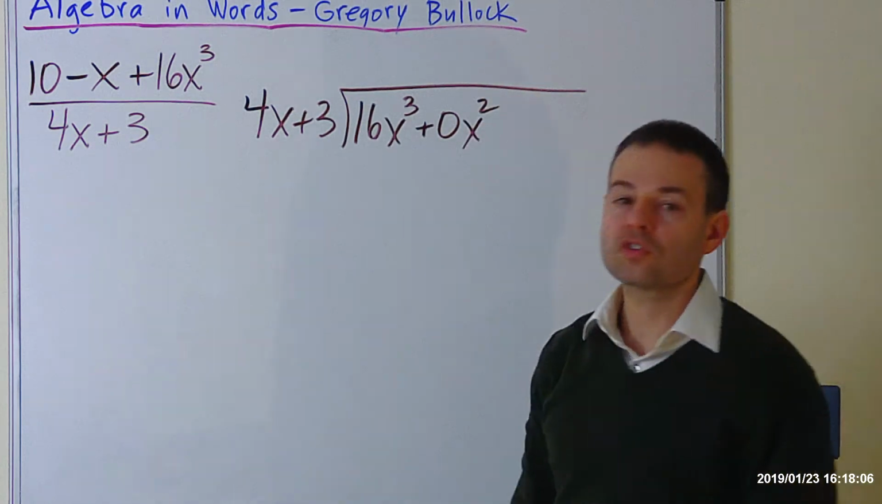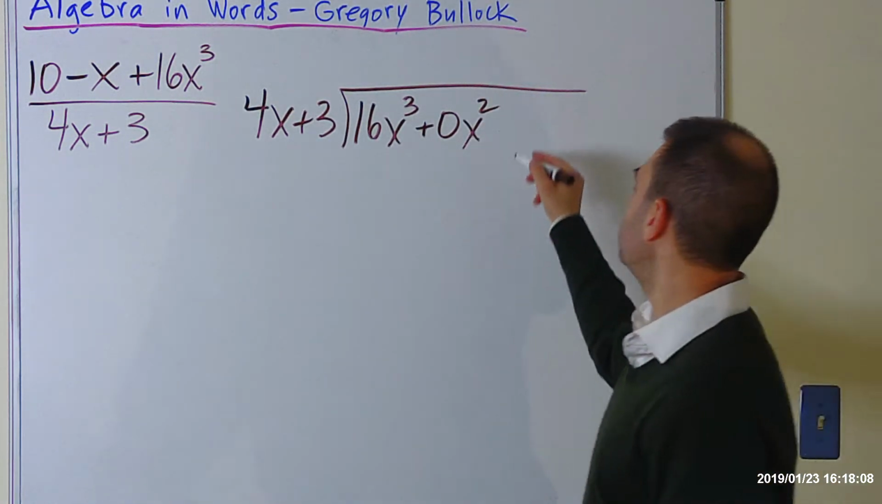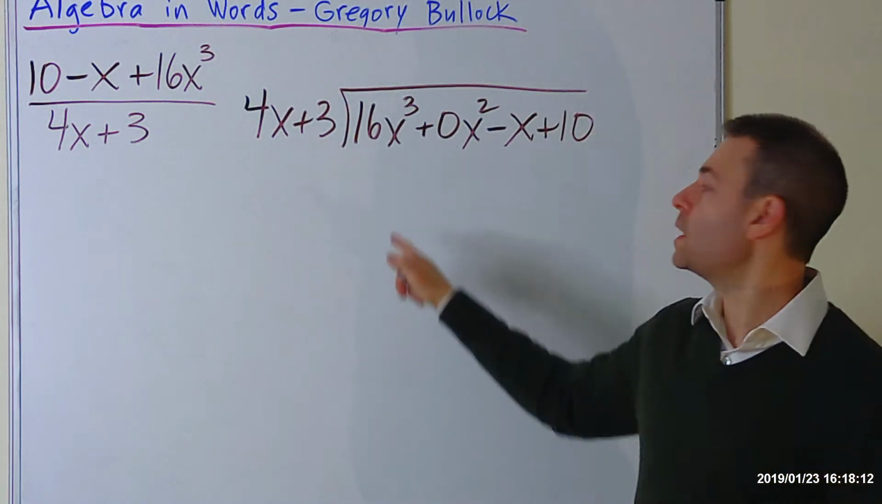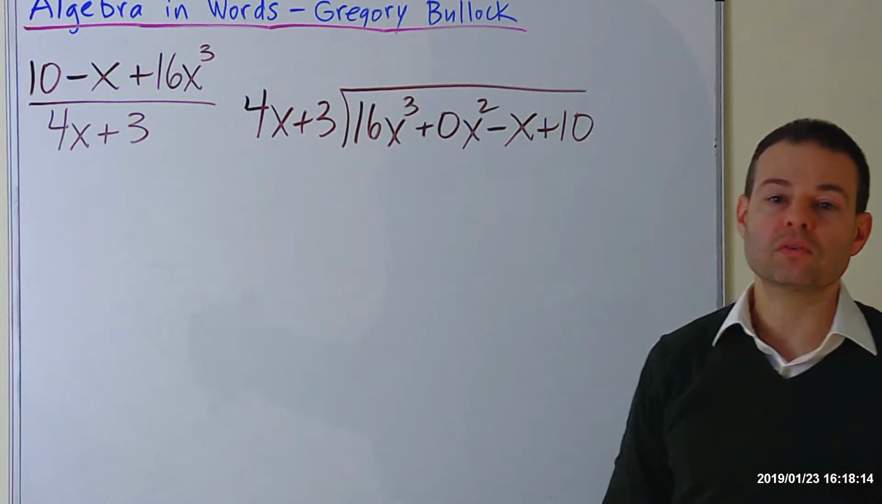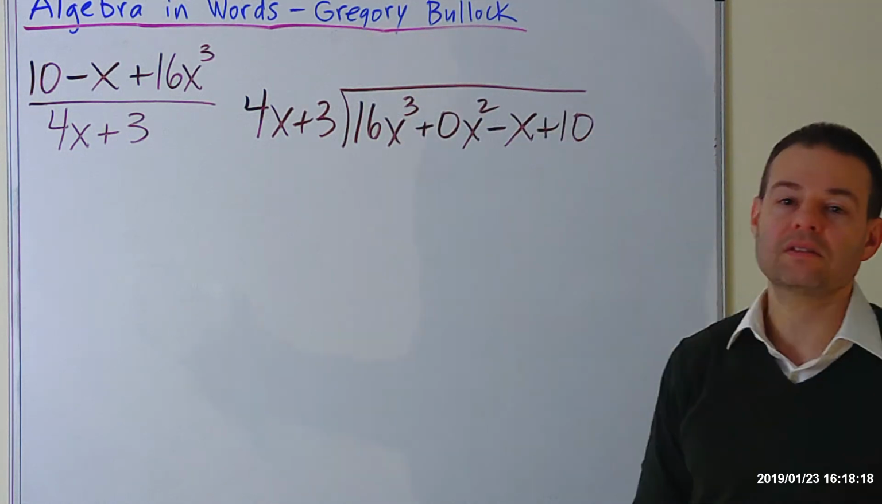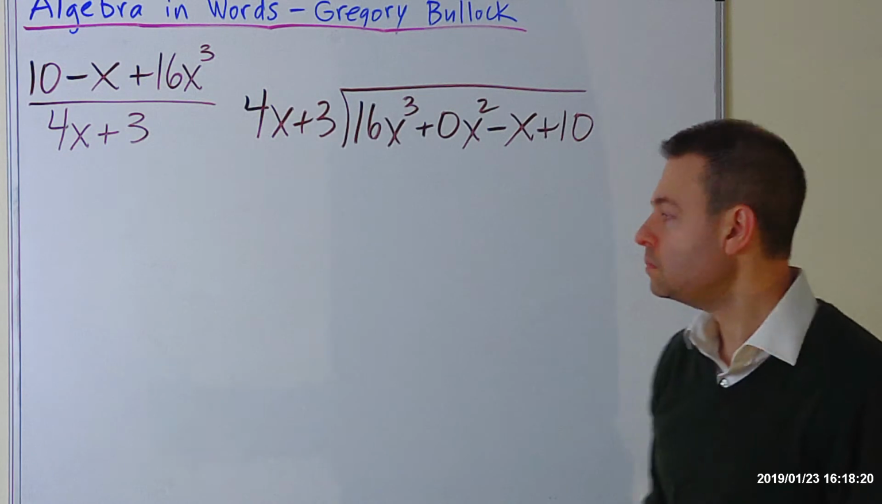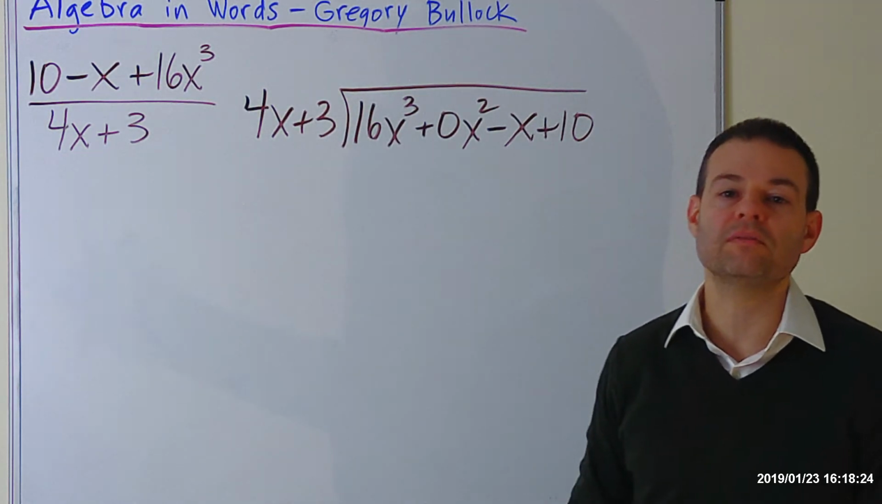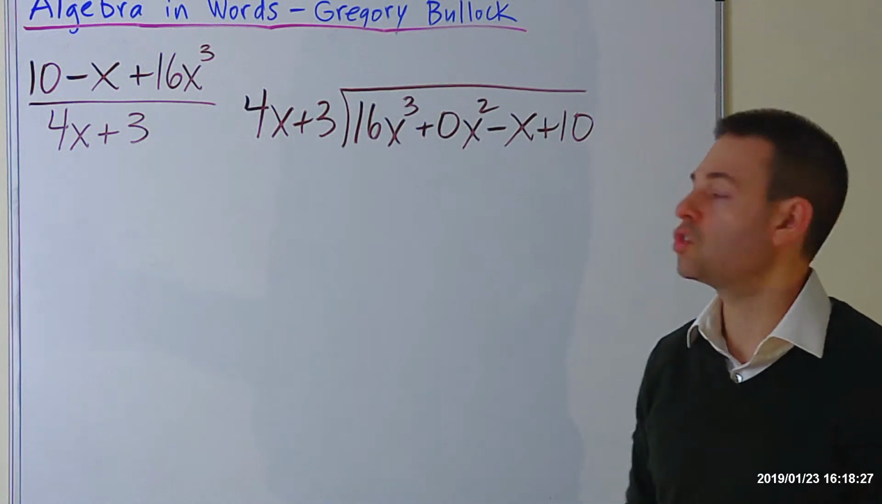x squared. And now when we put in minus x and plus 10, now we're not missing any exponents or terms with exponents. 3, 2, 1, and the constant is like x to the 0. And now we can get started. So let's just walk through the steps of doing the long division.